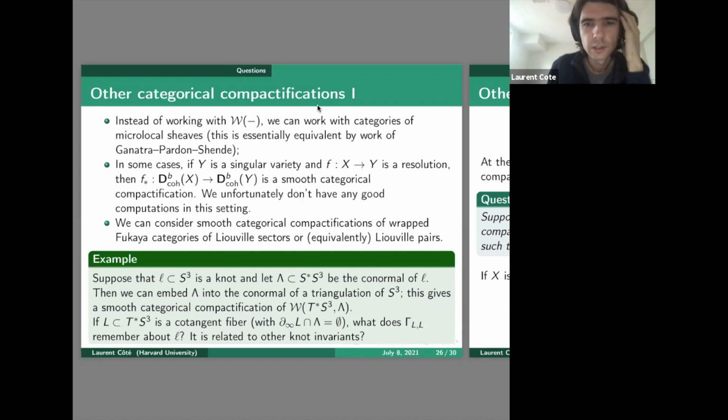Another thing you can consider is categorical compactifications of Liouville sectors, or equivalently of pairs, a Liouville manifold plus a certain stop, which wouldn't have to be a compactifying stop. For instance, you could consider a knot in the 3-sphere and then take its conormal. The wrapped Fukaya category of T star S3 stopped at the conormal of this knot is a perfectly reasonable smooth infinity category, which has no reason to be proper. And then you can compactify it by adding some more stops.